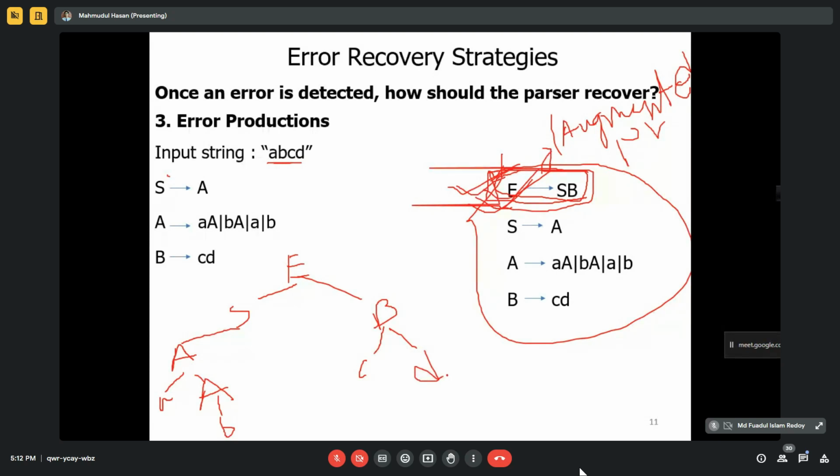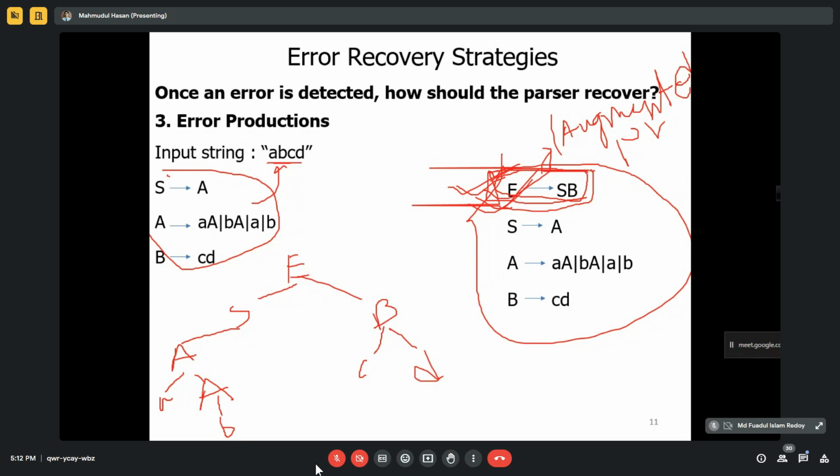Now your input is accepted by the augmented grammar. Sometimes the existing grammar of your compiler is not able to generate a string. At that time your compiler augments the grammar so that it is possible to accept that input.